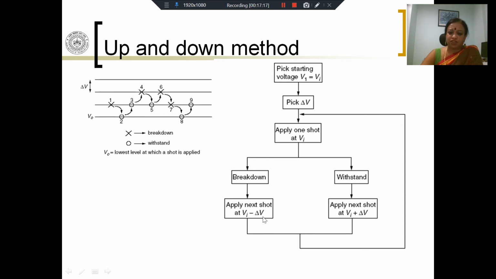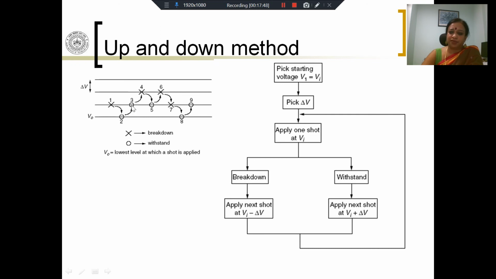When you apply the next shot, there are two possible outcomes, withstand or failure. Let's say you have applied one shot. If there is failure, you would want to come down, but let's say there has been a withstand. So if the second shot, at VI minus delta V, has been withstood, you again up the voltage. So now again you are at VI plus delta V.